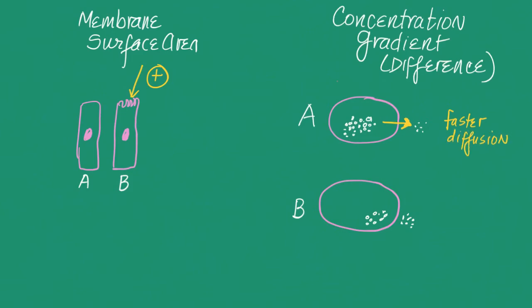So the diffusion rate in cell A is much higher, it's faster, because it has a high concentration gradient. The greater the concentration gradient, the faster the diffusion. With cell B, the difference between outside and inside is less, so it has a low concentration gradient. So the diffusion in cell B will be slower.